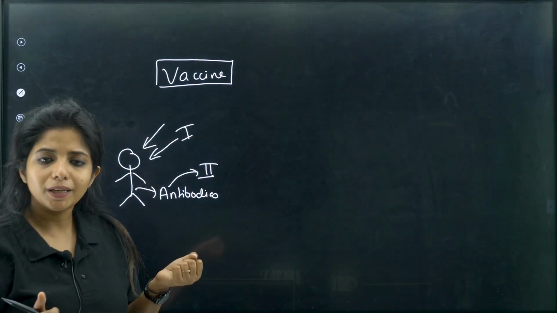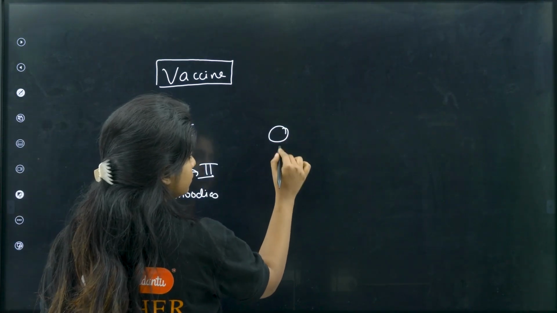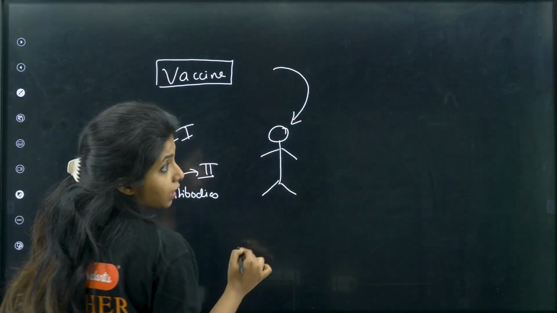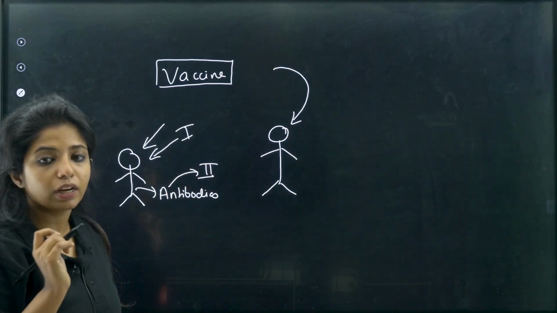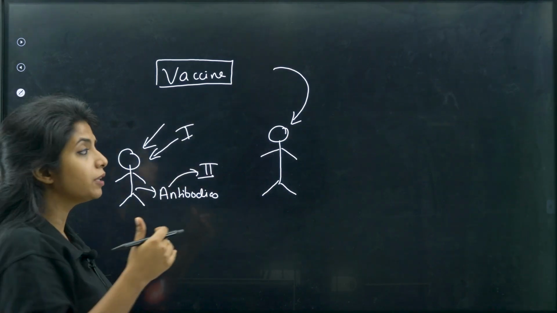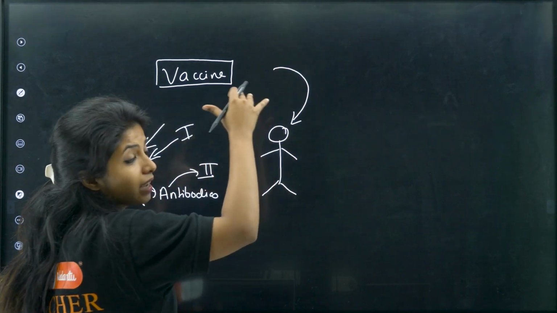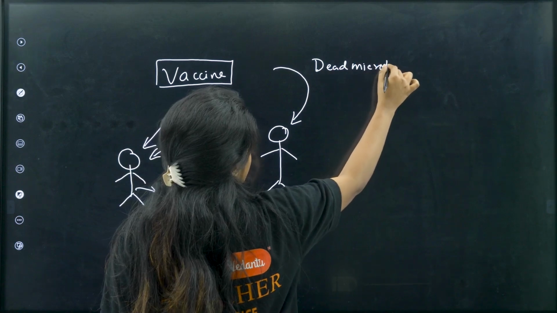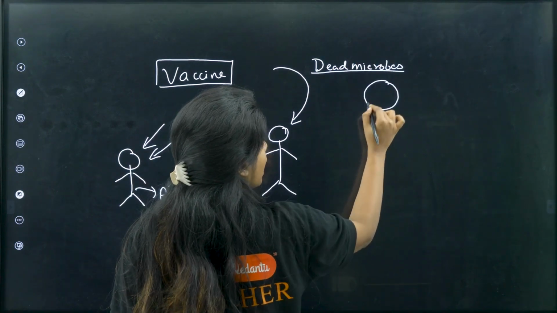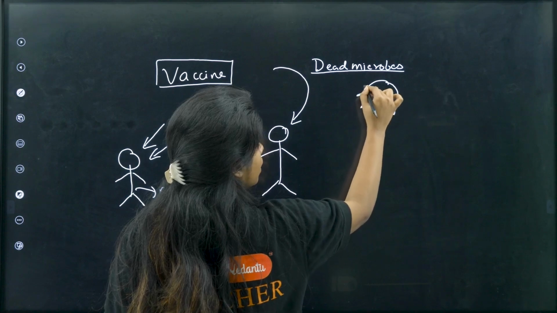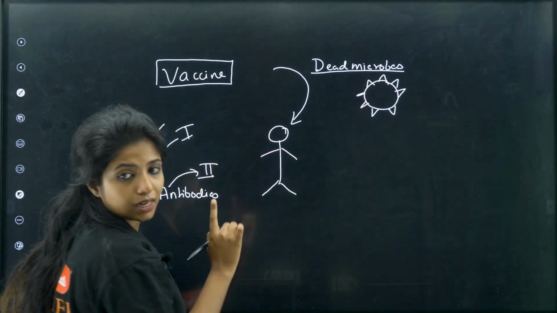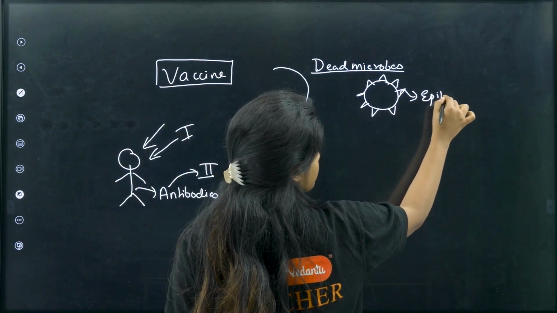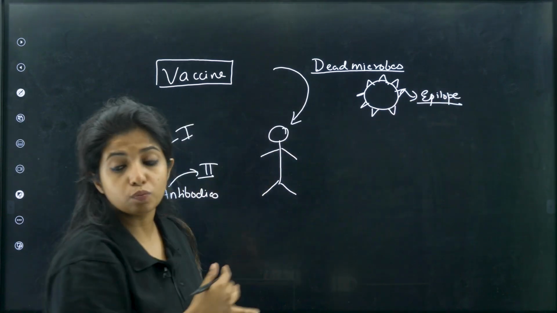So what do you do? Basically, you give this same person some type of thing that will make them understand that this thing is very toxic for them and they have to release antibodies. So what could be that thing? Basically, I can administer dead microbes. Dead microbes also will be having the same proteins. And these proteins will say that I am foreign, this is a signal like that, right? This is an epitope. Basically, this will make my body release more antibodies next time.